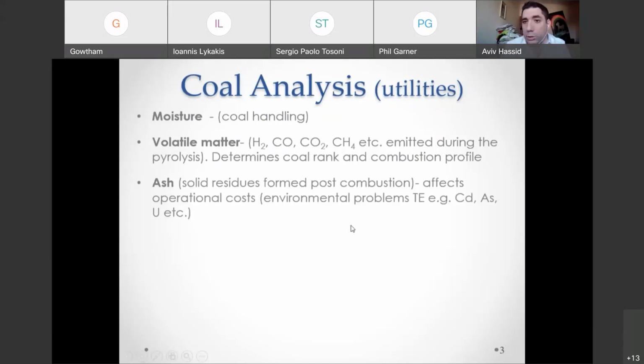Next is the ash, which is the inorganic residue that remains after the combustion process. And then we have the calorific value, which is the energy produced during combustion.